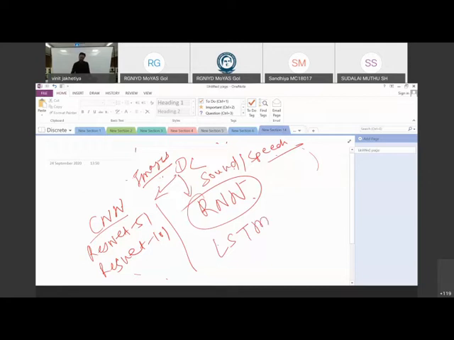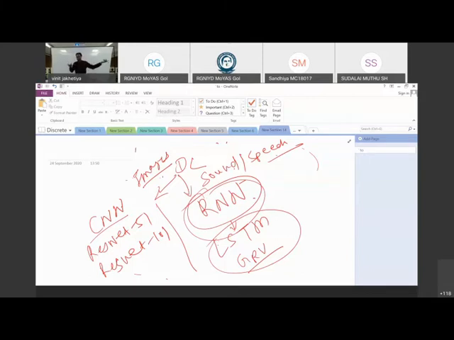LSTM. LSTM is one of the parts of the RNN, or you can use GRU, gated recurrent unit. These LSTM and GRU are part of the recurrent neural network. So for sound and speech, use RNN for sure. It does not make sense to use CNNs for speech.